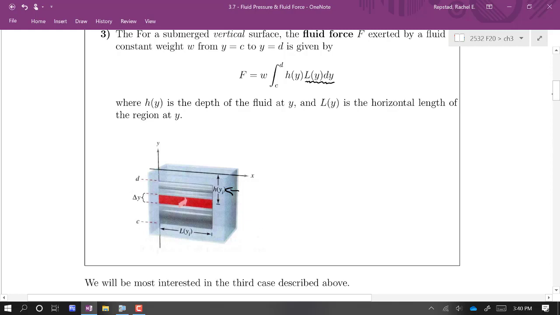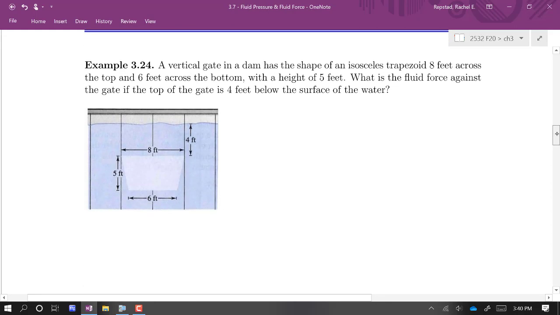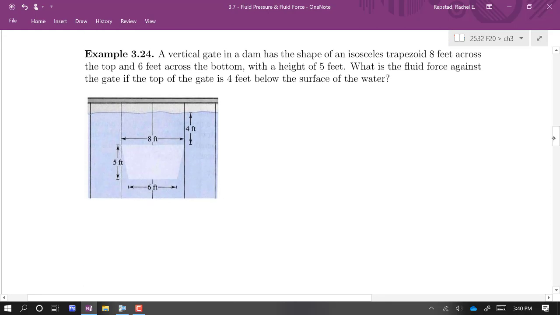So we're going to spend most of our time just looking at examples where we need to use this integral formula. So here we have a gate that's in the shape of an isosceles trapezoid. It's 8 feet across the top, 6 feet across the bottom. It's got a height of 5 feet. We want to know what is the fluid force against the gate if the top of the gate is 4 feet below the surface of the water. Now, we have to be careful about our units here. We'll note that they've given us distance units of feet, not metric units.